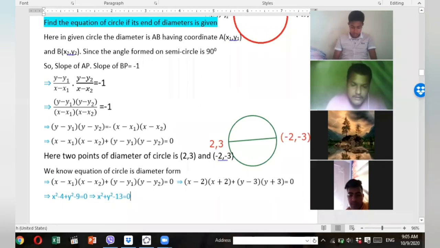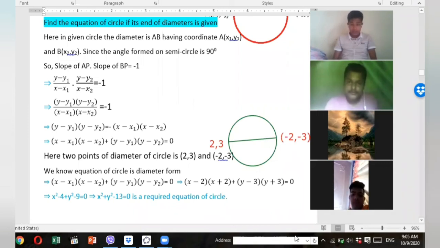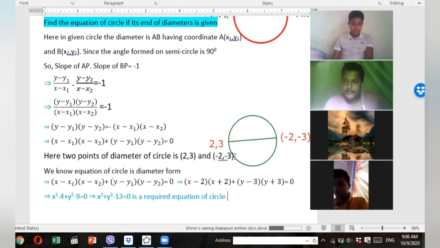This is the required equation of the circle. Okay. Did you understand this or not? I think you can do others now. Can you?